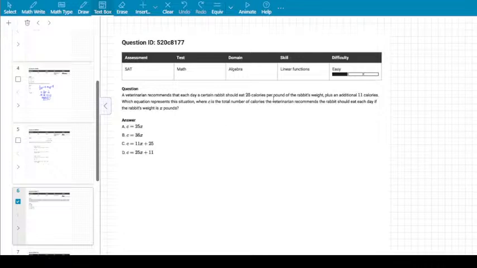So for each pound the rabbit should eat 25 calories. So for x pounds, the rabbit should have 25x calories, and also we have an additional 11 calories. So we just have to represent whatever the veterinarian recommended in terms of a mathematical formula of the total number of calories that should be consumed with respect to the weight of the rabbit in pounds. So try to get the right answer on your own, and then you can write the answers in the chat, and afterwards we'll solve the question and get the answer ourselves.